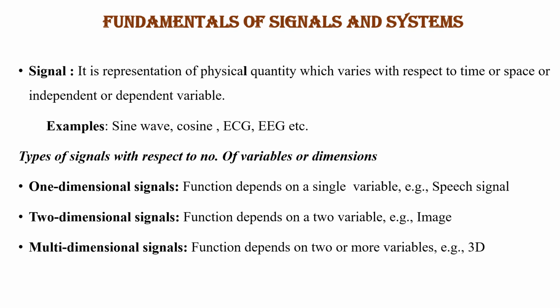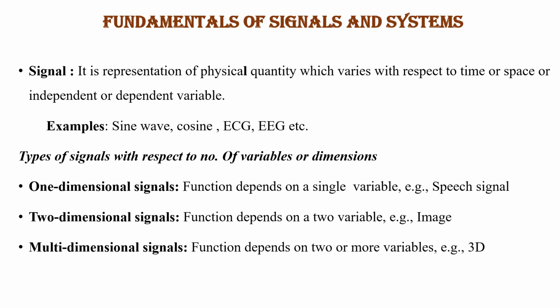Signals are represented mathematically as a function of one or more independent variables, varying with respect to time. Sine wave, cosine wave, triangular wave, ECG and EEG signals are the best examples of signals. Based on dimension, a signal can be classified into three types: one-dimensional signal, two-dimensional signal, and multi-dimensional signal.